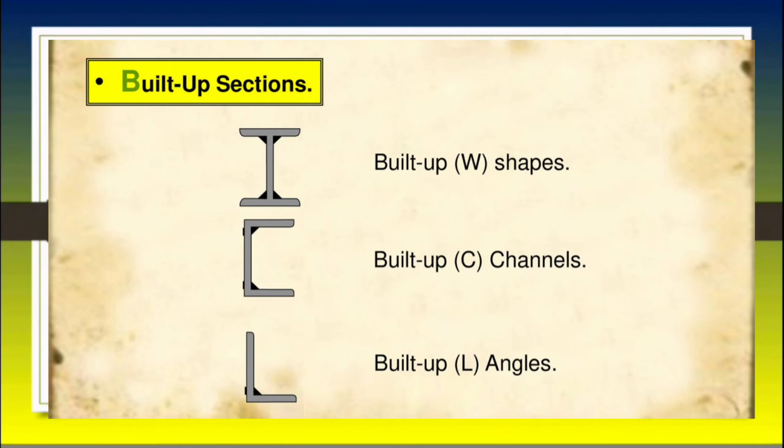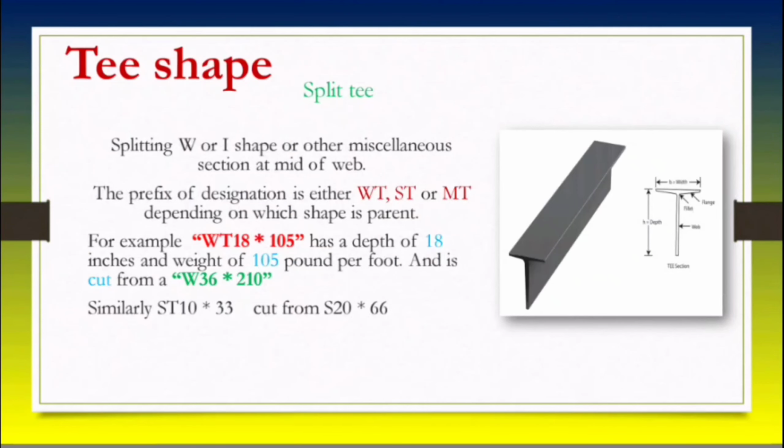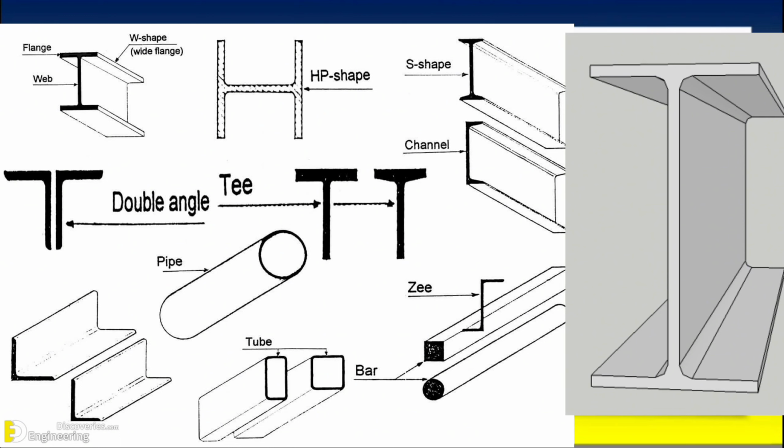So these are available from the industry. When we require a new shape, we will combine these T shapes, W shapes, I shapes, angle sections, or C sections to form a new shape as per our requirement.